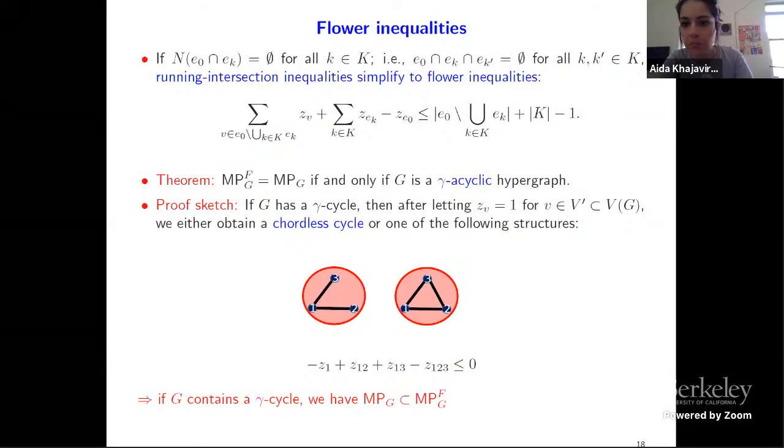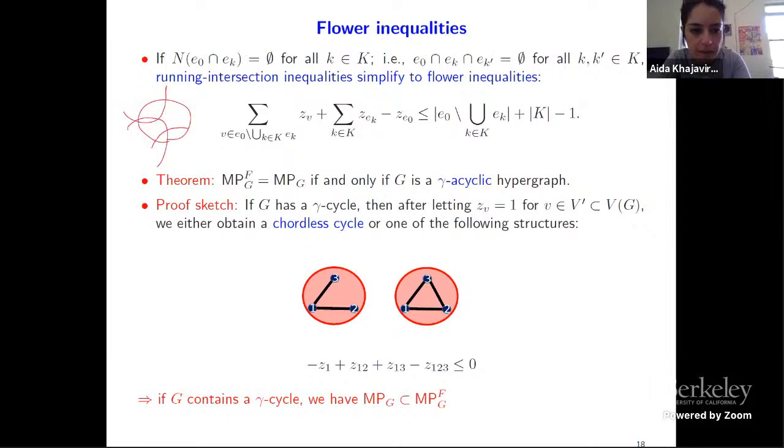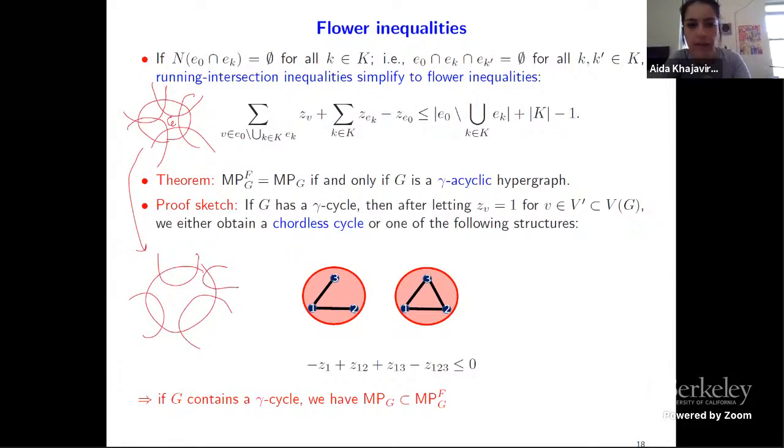Okay, so now I'm looking at a special type of running intersection inequalities. So in running intersection inequalities, I was concerned with a case where I had a center edge and a bunch of other neighbors that intersect with the center edge in at least 2 nodes, and they intersect with each other. Now, if I make this extra assumption, which says the neighbors cannot intersect with each other, so this is how the hypergraph would look like, then I get these inequalities that I call flower inequalities.